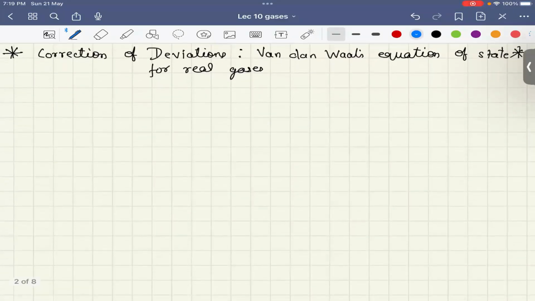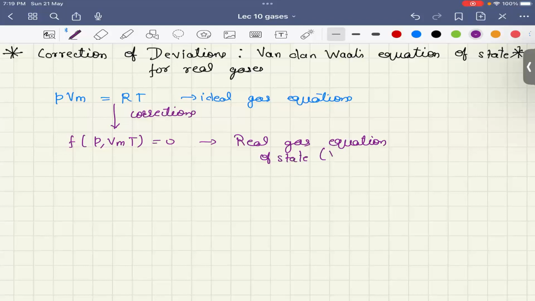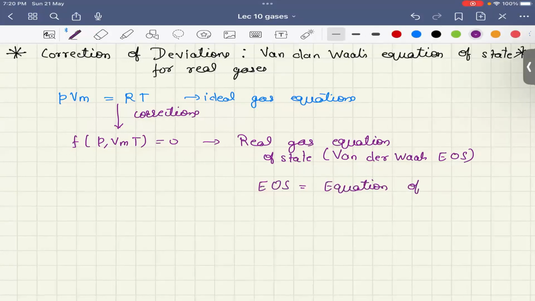So to account for the behavior of real gases, it becomes necessary to apply suitable corrections to the ideal gas equation. The ideal gas equation is PV_m = RT. So we have to apply some corrections to it, which gives us a function f(P, V_m, T) = 0. This is the real gas equation of state, which we also call the Van der Waals equation of state. EoS stands for equation of state.